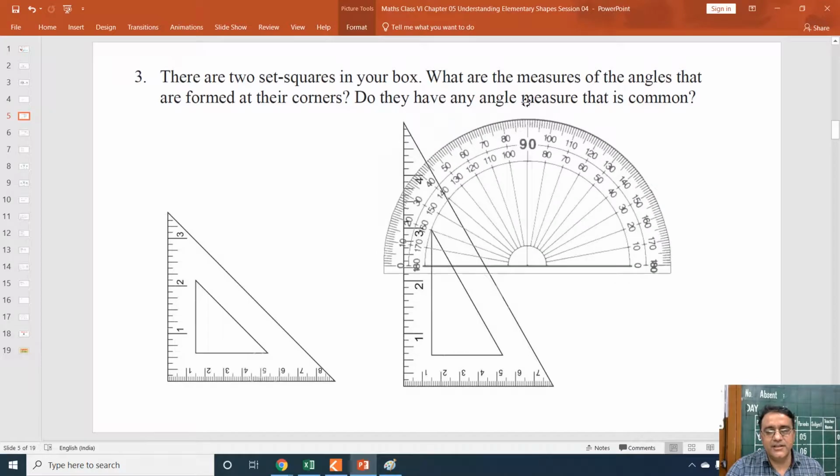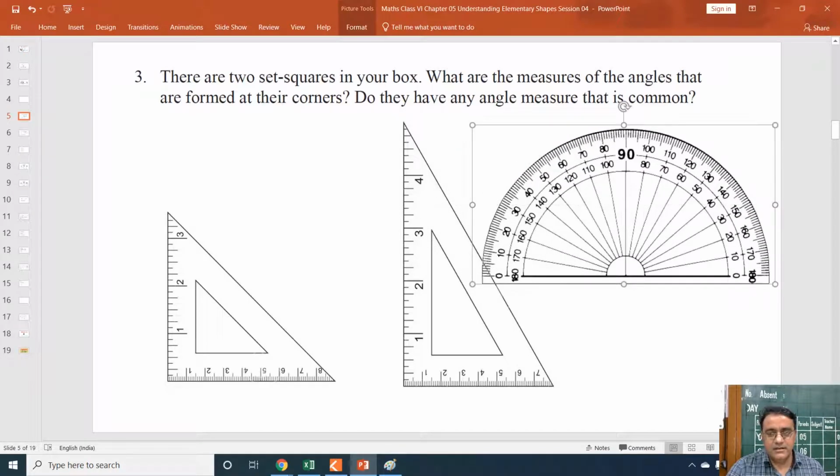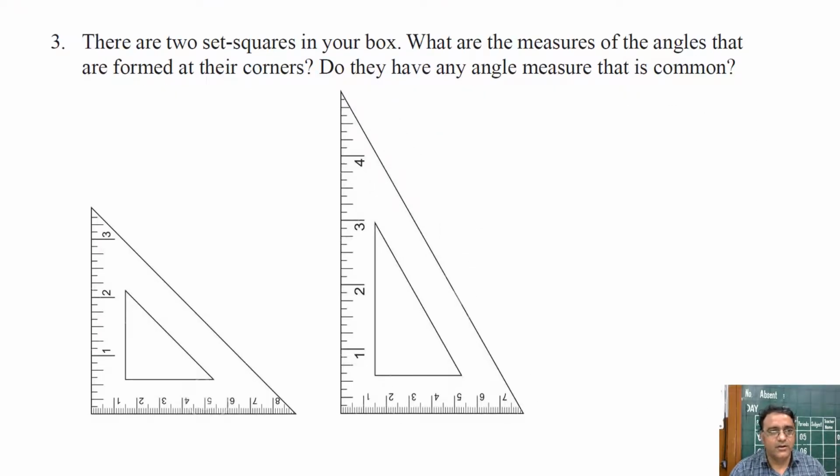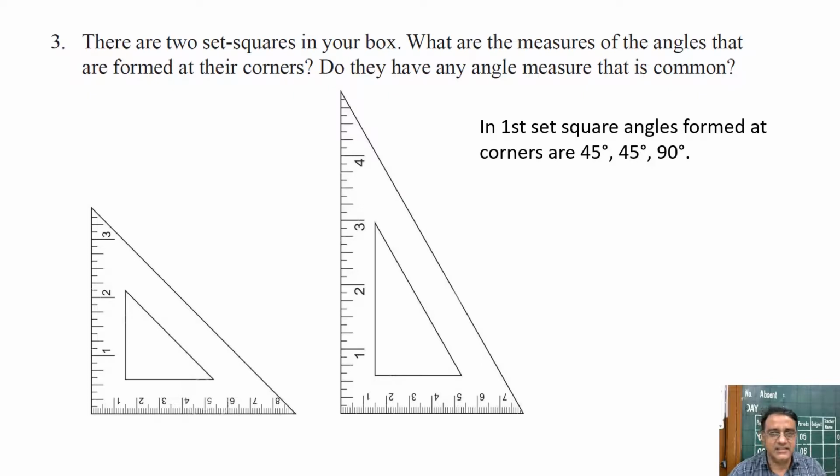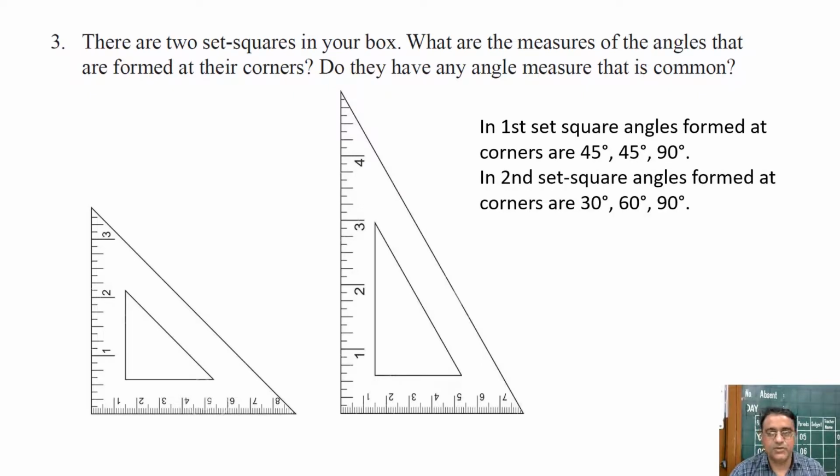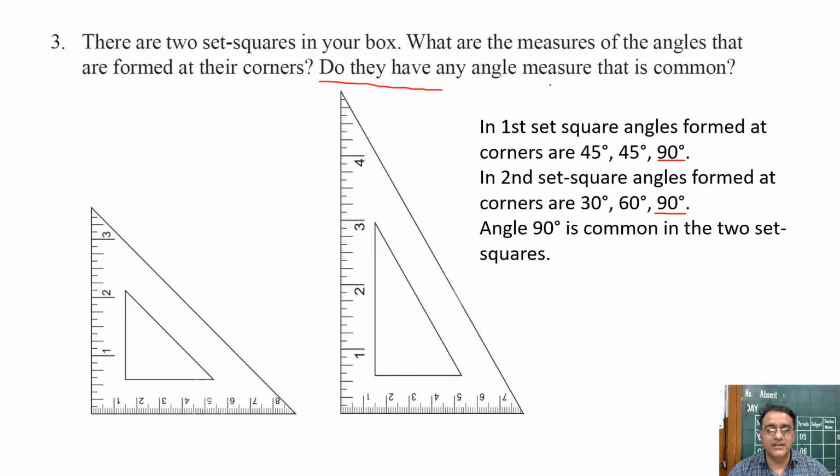So we got all the measurements, right? Yes, sir. Okay. So in the first set square we got 45, 45 and 90. And in the second set square we got 30, 60 and 90. So which angle is common to both? 90 degree? Yes, sir. The last question is, do they have any angle measure that is common? Yes, 90 degree. 90 degree is common in the two set squares. So this is the third question.